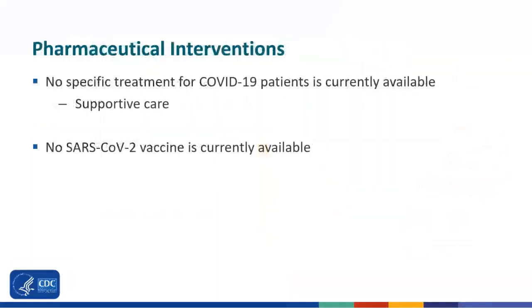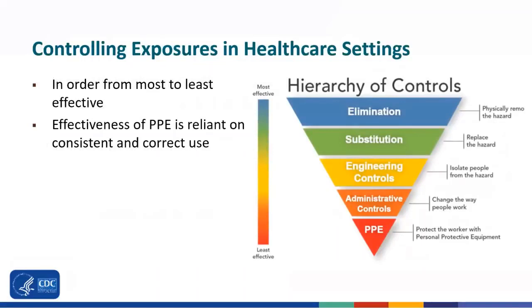As patients with infectious diseases are cared for in healthcare settings, eliminating the disease or substituting or replacing it with a non-hazardous option is not really possible. Hence, engineering and administrative controls and personal protective equipment are relied upon to reduce exposures. Now, engineering controls, such as maximizing use of physical barriers like glass or plastic windows, can potentially eliminate the need for personal protective equipment use in selected situations.